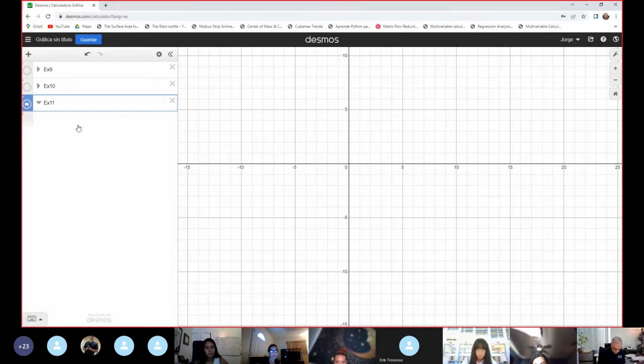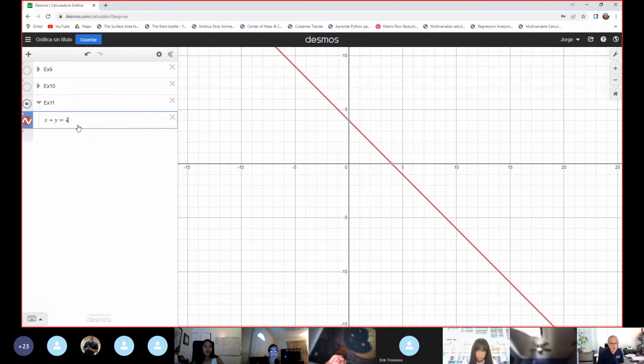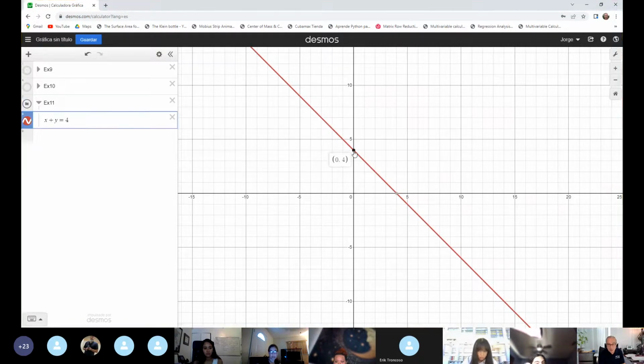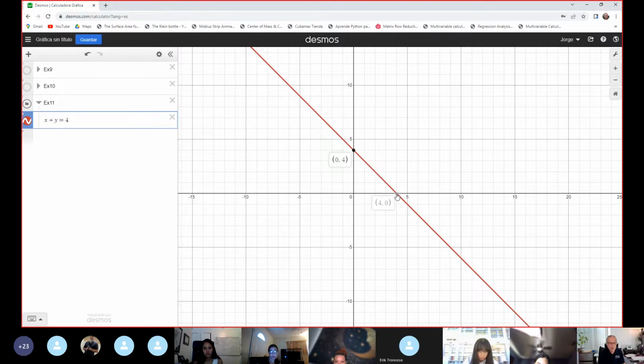Now you press enter to create one new line. And you put the equation, and the equation for 11 is x plus y equals 4. Desmos randomly selects the color, red. But see, I like the color. It's okay, no problem. I click on the line. I see, wow, 0,4 and 4,0. It's the intercept.